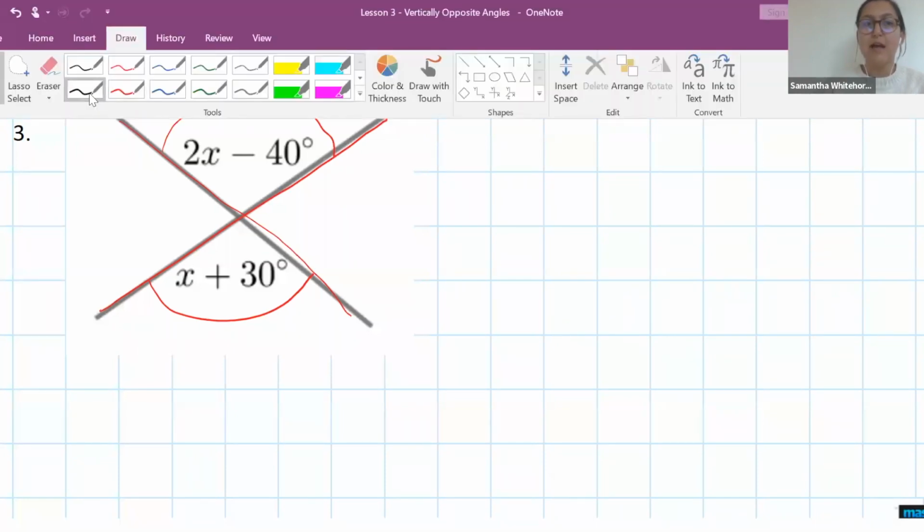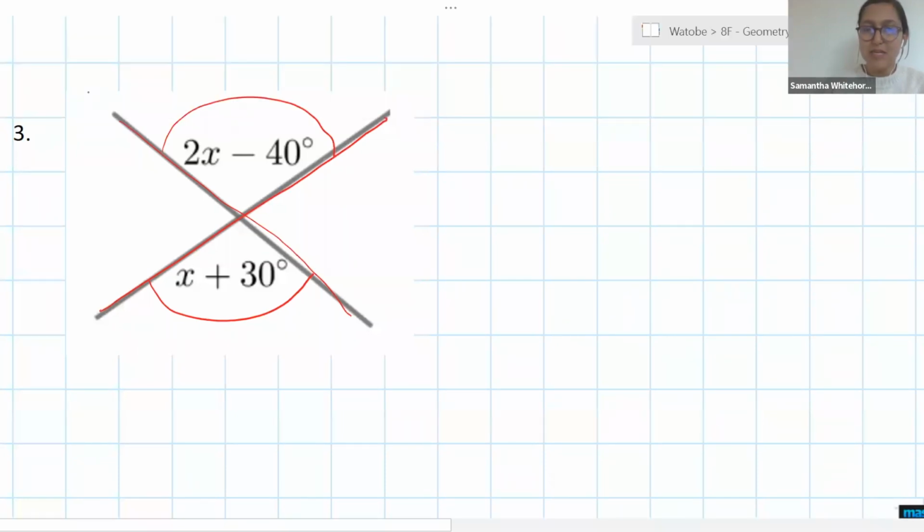So I said that 2x minus 40 must be equal to x plus 30. Okay, so if I now put that into a statement for myself, I would have something like this. And my reason would be vertically opposite angles equal.